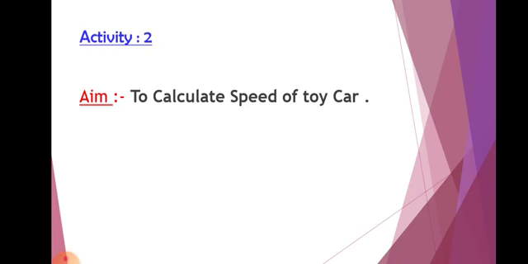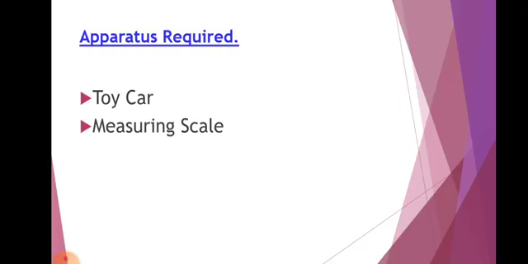Now let's move towards activity 2. In this activity we are going to calculate the speed of a toy car. You can take any object. You can use balls or any moving object. For that activity, the apparatus required is a toy car, a measuring scale, a long wooden scale, and a stopwatch.